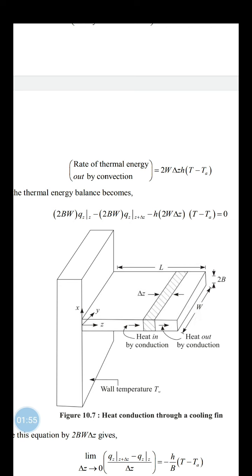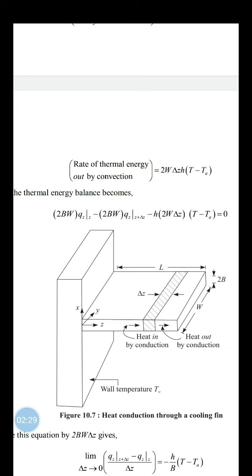The shaded portion shows delta Z. We are going to apply this thermal energy balance only on the element delta Z. The terms which come into the balance will be the rate of thermal energy in by conduction and the rate of thermal energy out by conduction. First we'll discuss these two terms and then we'll go for the convection.